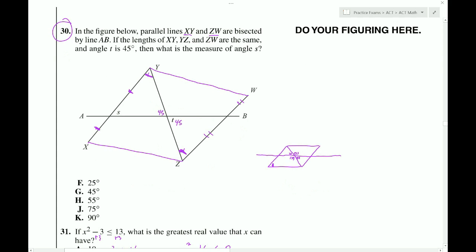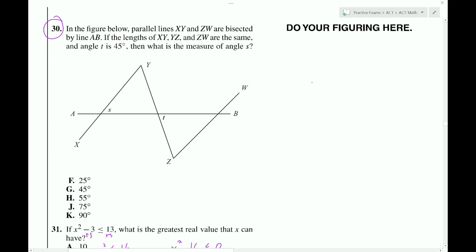Alright, so let's just start this thing over. In the figure below, parallel lines are bisected by line AB. If the lengths of XY, YZ, and ZW are all the same, angle T is 45. Angle T is 45, right? So right away we know that it's 45, and these are 135. What is the measure of angle S?